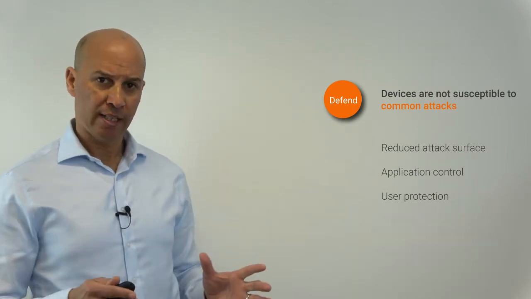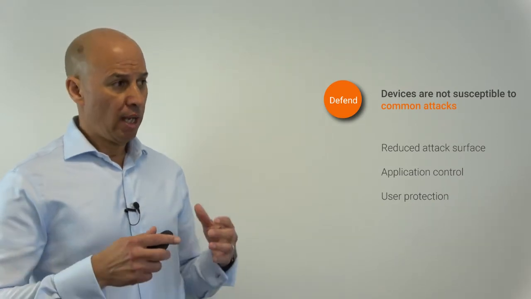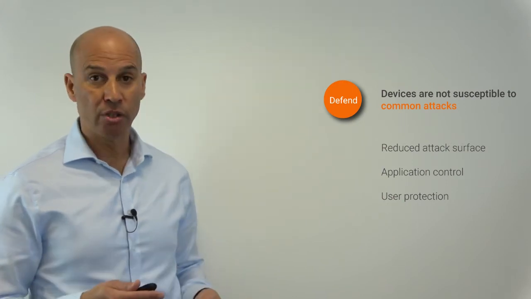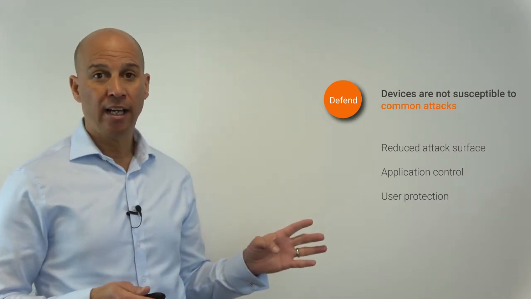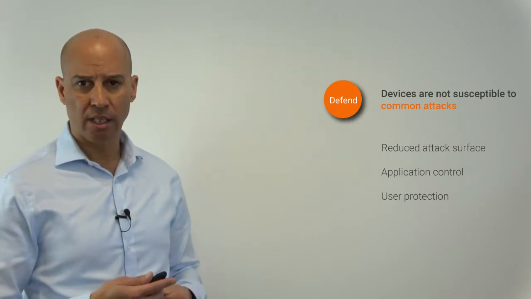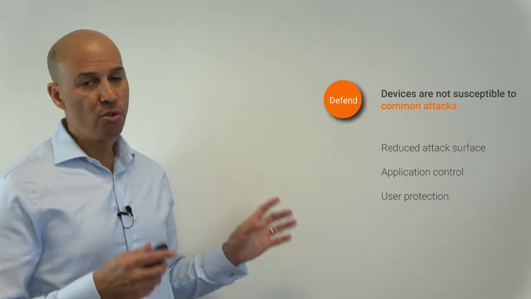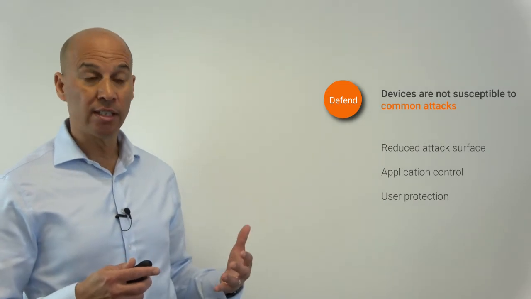So defend. This is all about reducing the attack surface. So it's a stripped down operating system. We get rid of a lot of the code that would be present in general purpose operating systems that can introduce vulnerabilities. There's a read-only system partition. So if there is a targeted attack, that can't use the system storage itself to gain a foothold in the system. But importantly, we have our own application model and user models, which prevent applications gaining elevated privileges and carrying out something that they shouldn't do on the system.